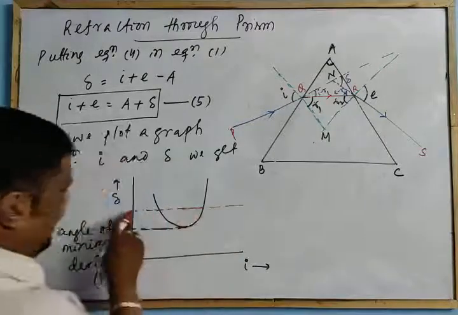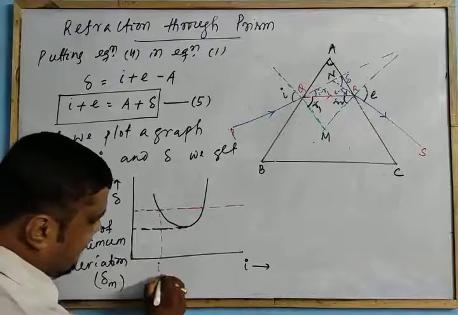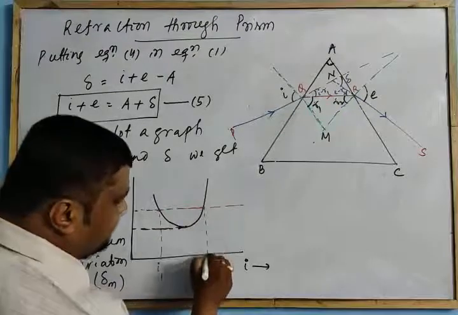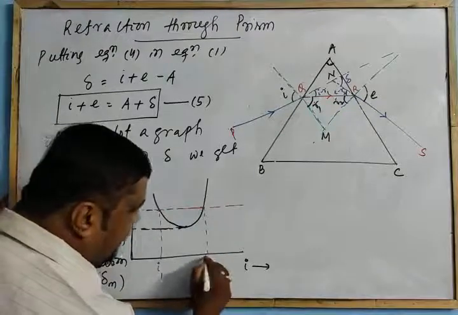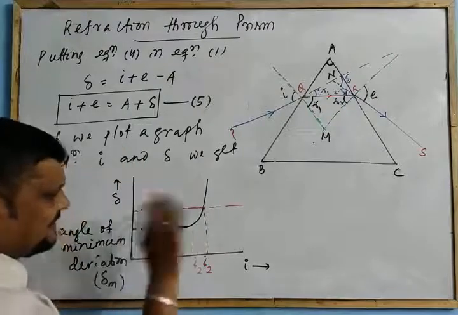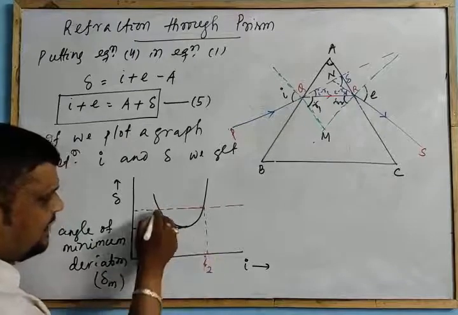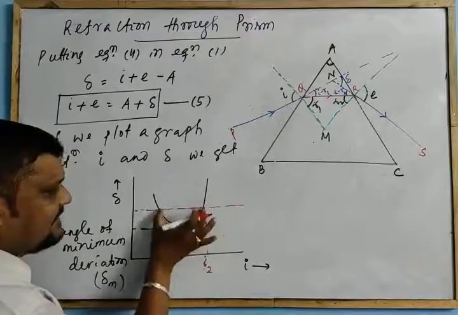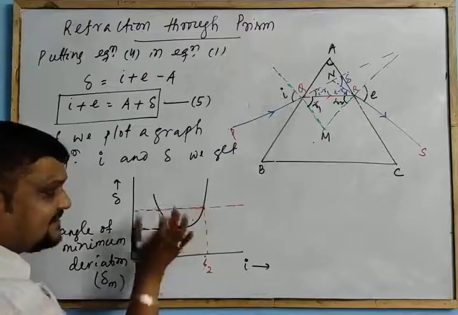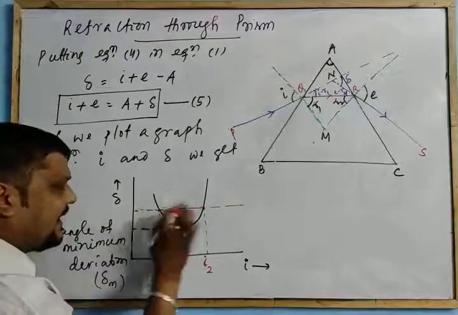For the same delta value, we will get two angles of incidence, I1 and I2. Means for two angles of incidence, you can draw the line anywhere. For two angles of incidence, I1 and I2, we will get the same angle of deviation. For two different angles of incidence, we will get one angle of deviation.